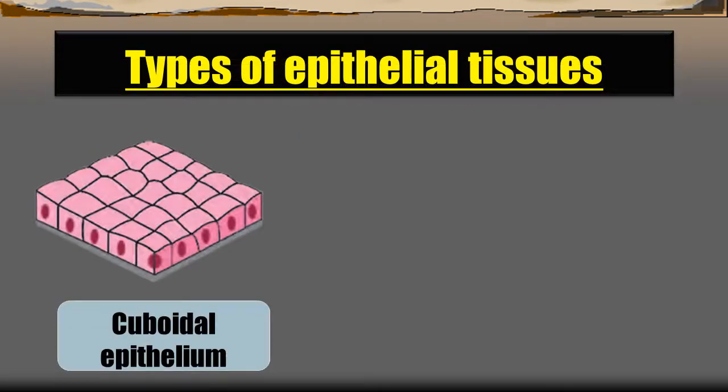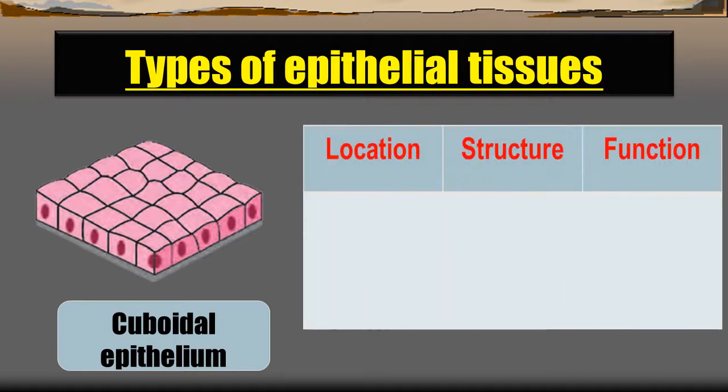Now the next type is cuboidal epithelium. Okay, so the structure of this tissue. Now location: tubules of kidney. Kidney tubules means nephron, and nephron is a unit of a kidney. Okay, basic unit of a kidney. And these are also present in the salivary glands.